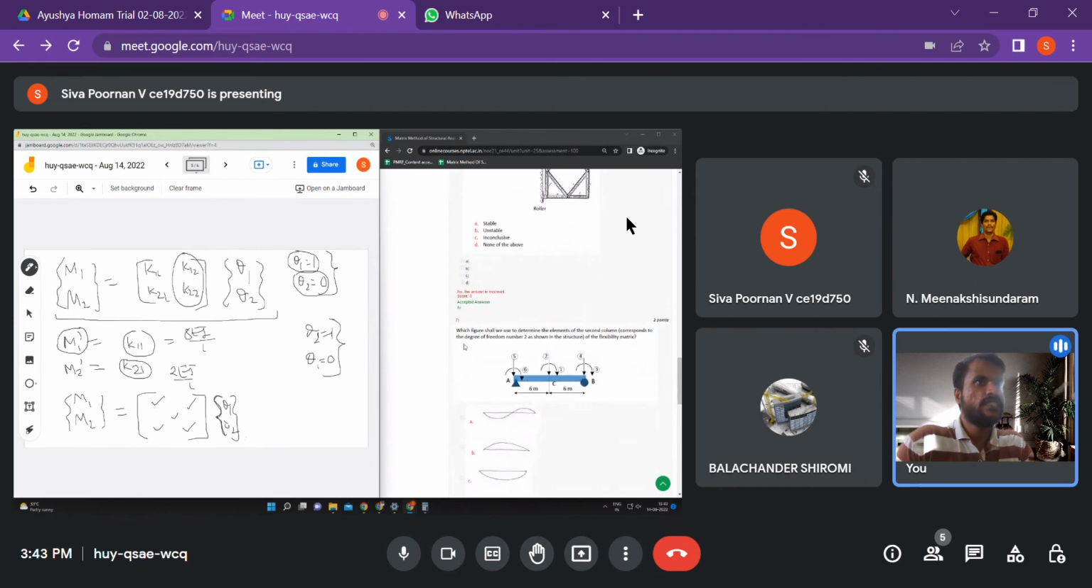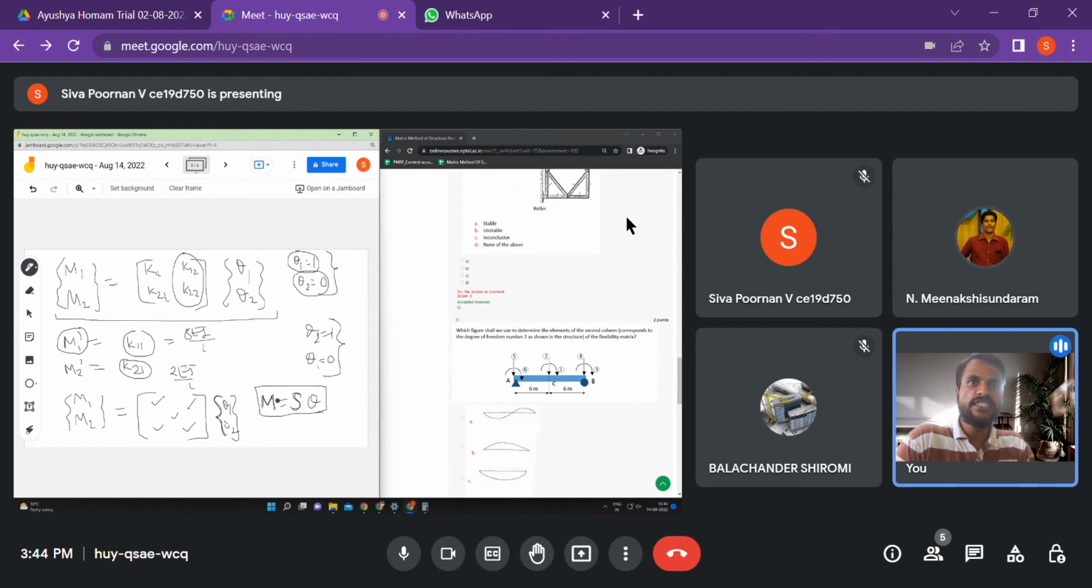Okay. Next question is, which figure shall we use to determine the elements of the second column of the flexibility matrix, corresponding to degree of freedom number 2 as shown in the structure? So what flexibility matrix means is that, let's say this matrix is just denoted as S, okay? By this M I mean the whole M1 and M2, and by S I mean the whole stiffness matrix, and by theta I mean the whole theta 1 and theta 2, right? So this is what I mean in a matrix equation.